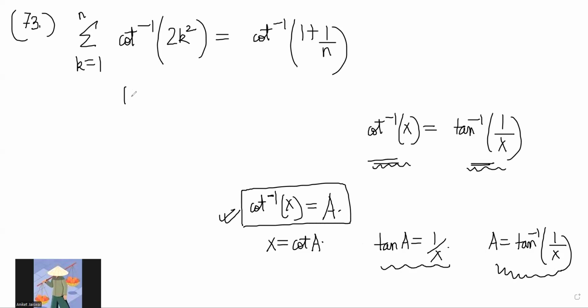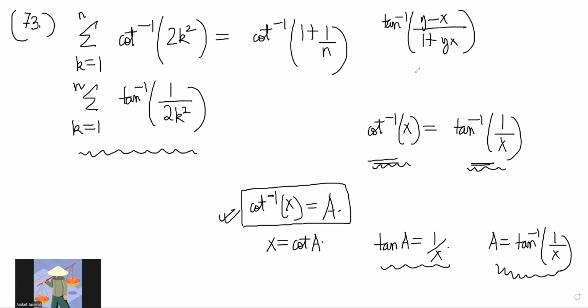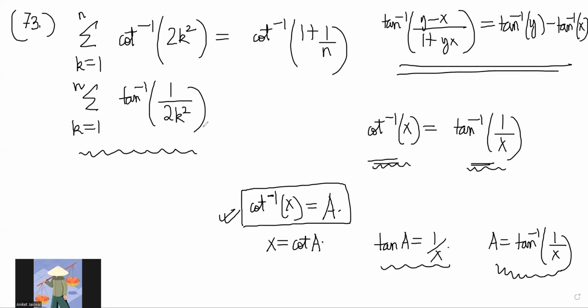So this is becoming tan inverse of 1 by 2k square. Now we'll do the same method. We'll try to do telescoping series on this somehow. There is no other method of summing inverse trigonometric things. Always you have to think of telescoping series only. Our job is to somehow figure out how we can write it as (y minus x) by (1 plus yx), so that we can split it as tan inverse y minus tan inverse x.